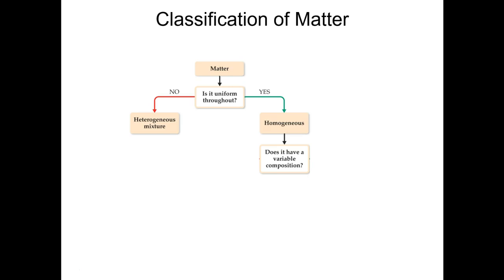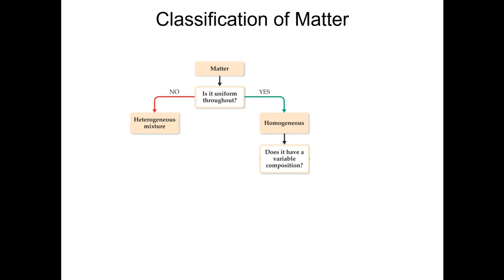So they have a variable composition. Within each sample, it has a uniform composition, but the two samples are different from each other. So that's what we mean by variable composition. I can make lots and lots of different variations on sugar water, each of which will have a uniform composition within itself, but will vary from the sample next door. And so that's what this question is asking.